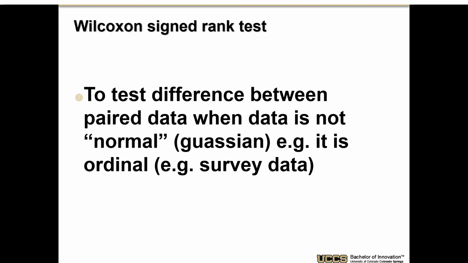But it's harder to know if you violated the assumptions. If the data is not Gaussian, then the t-test doesn't apply. The Wilcoxon sign rank test doesn't make that distributional assumption. So it's really the test between paired data when the data is not normal. This is especially important if you're doing anything with ordinal data or survey data.